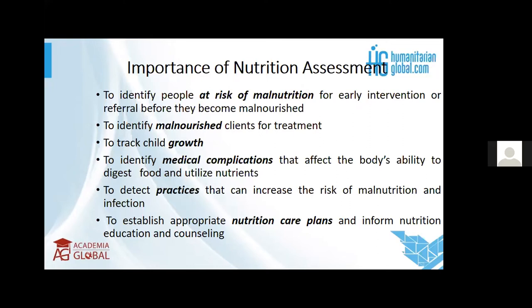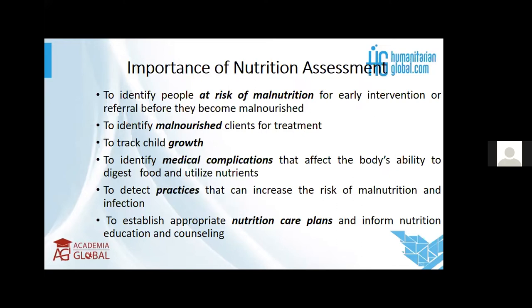Sometimes when we want to define growth in the simplest terms, we usually say it is an increase in size. So how we do that is through nutrition assessment. We can only know that a child is growing through the various methods of nutrition assessment. When we are doing a nutrition assessment through various methods, we are also able to identify medical complications that may affect the body's ability to utilize the food that the individuals or the groups of people eat.